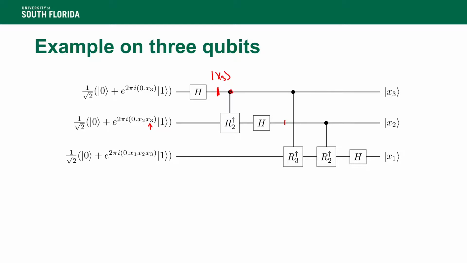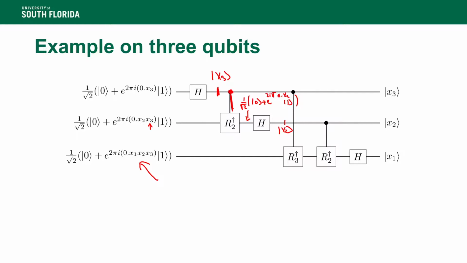So if x3 equals 1, then the controlled rotation will produce either way 1 over square root 2 (0 plus exponential 2 i pi 0.x2 times 1), okay? And then here we get x2 after the Hadamard gate. And then we want to get x1 from this state, but first we need to remove x3 and x2.